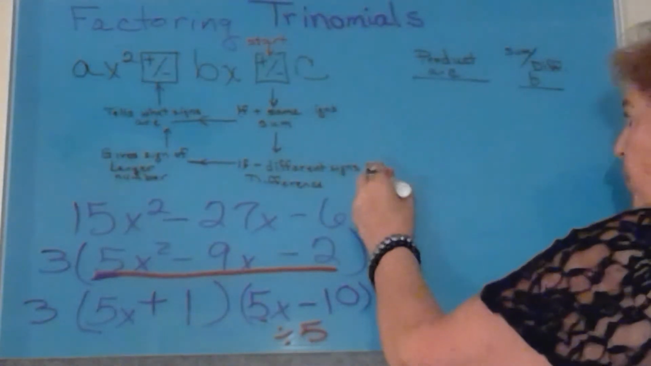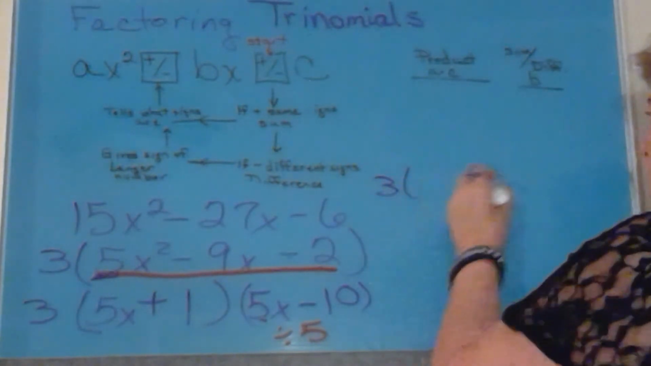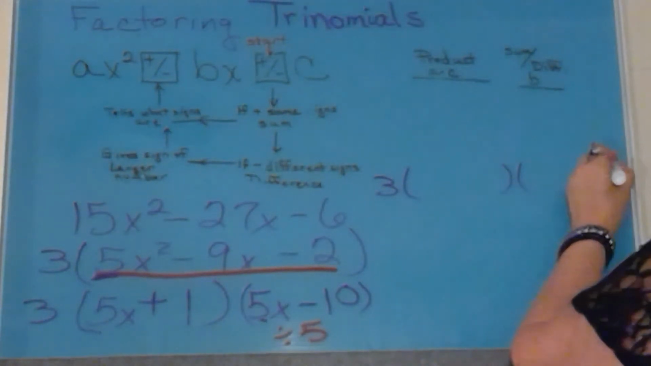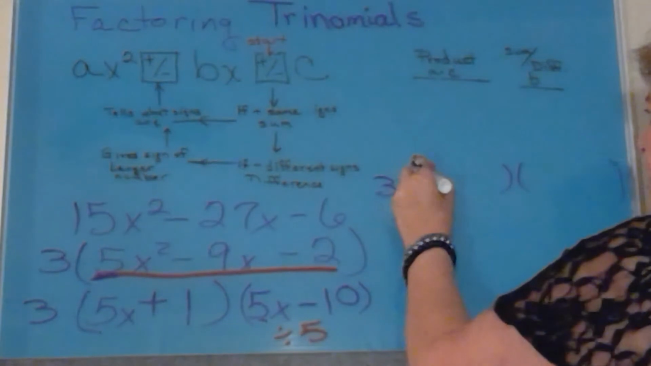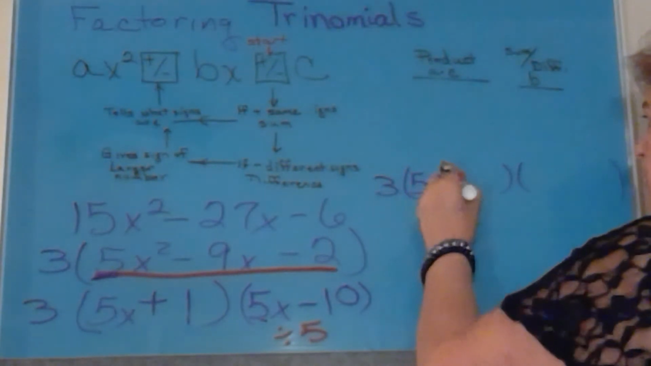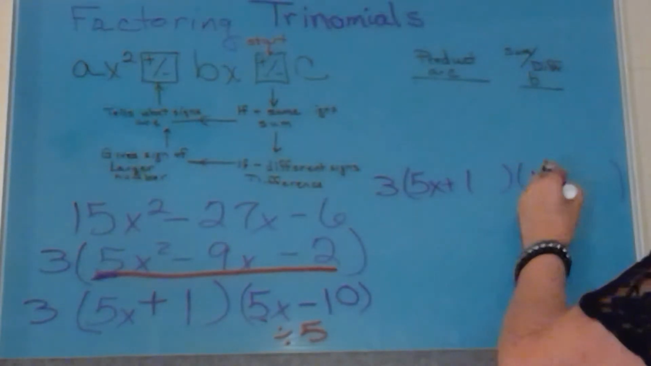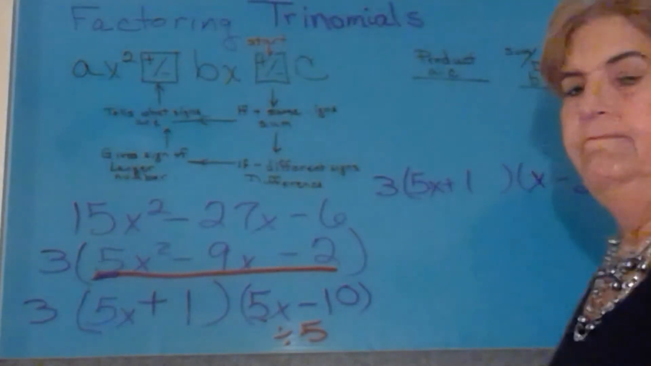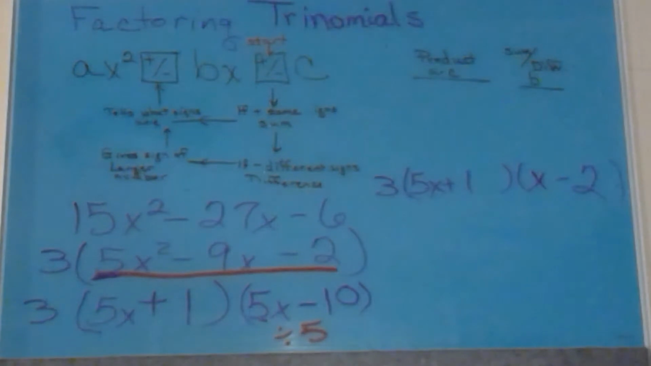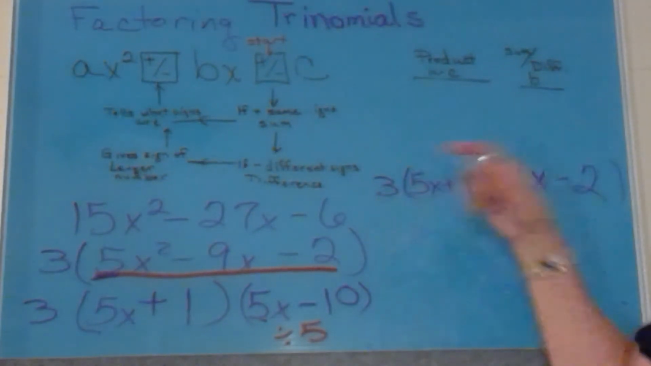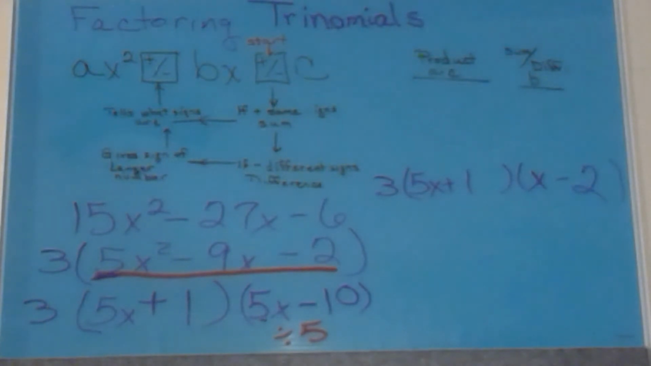So, don't forget the 3. That is still one of the factors. And we have 5x plus 1. And this is going to give us x minus 2. We have 3 factors for this one because 3 was the first factor that we took out.